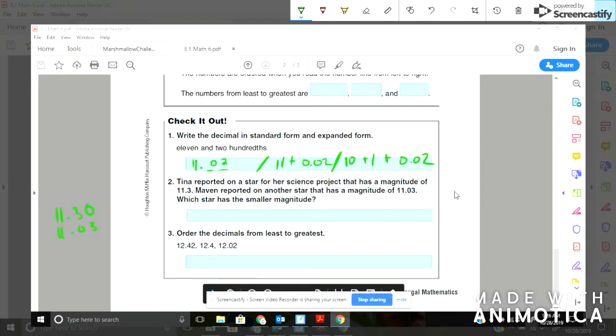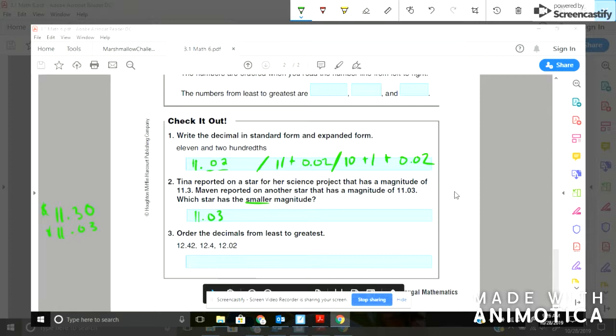Okay, and now this is like $11.30, whereas this is $11.03. So which one has the smaller magnitude? It would definitely be 11.03 is less than. Okay, and lastly, ordering from least to greatest.